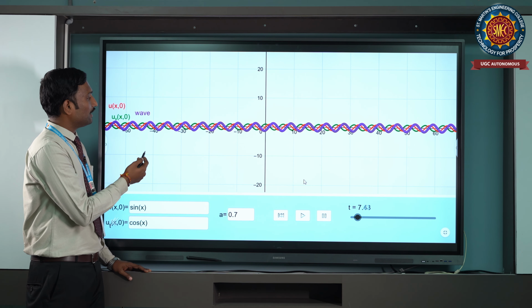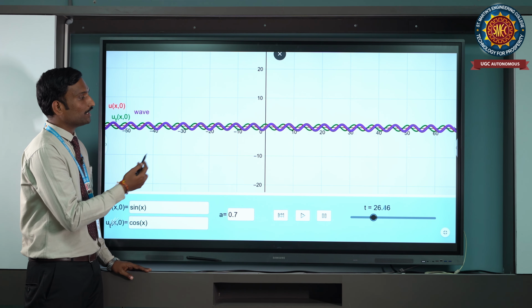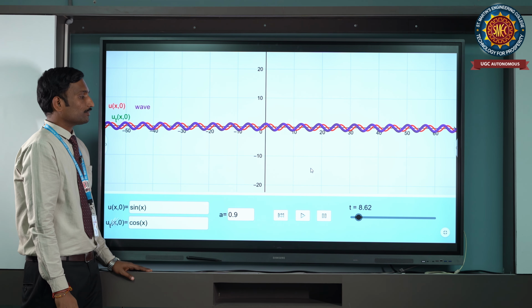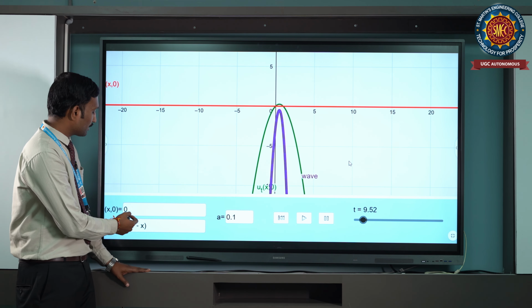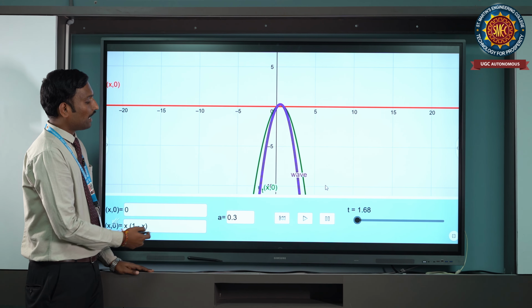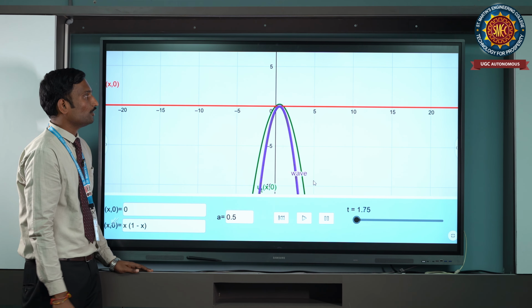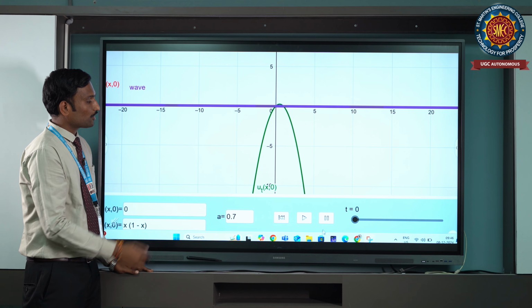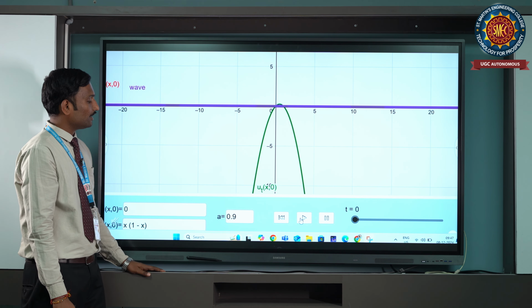The next is a of 0.7 that we can consider for the propagation of the wave. We can see that the amplitude of the wave is changing as a is changing, and the propagation speed is also varying, for a is equal to 0.9. We can see the variation in the motion of the wave. The next is our initial condition, 0 and x into 1 minus x, taking the length as 1. As a is changing here, the wave decreases along the y axis. The next values are a equal to 0.7 and a equal to 0.9.